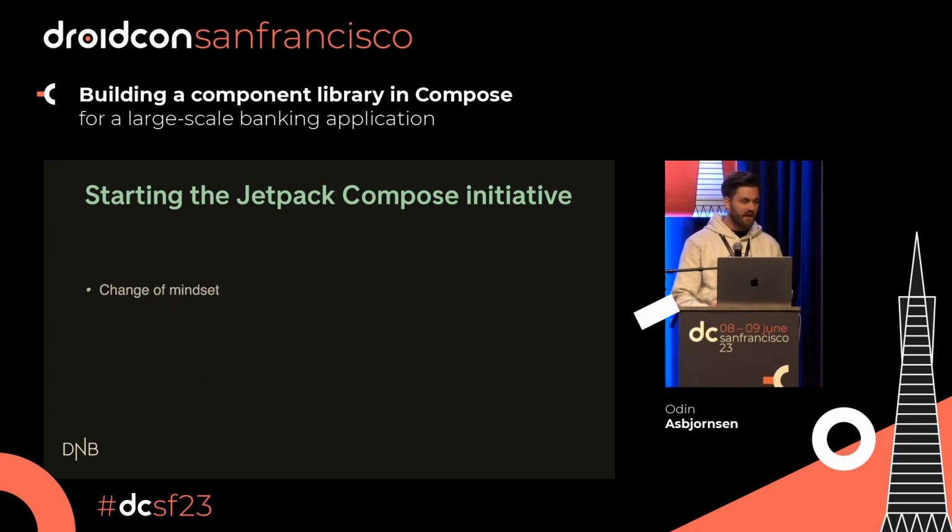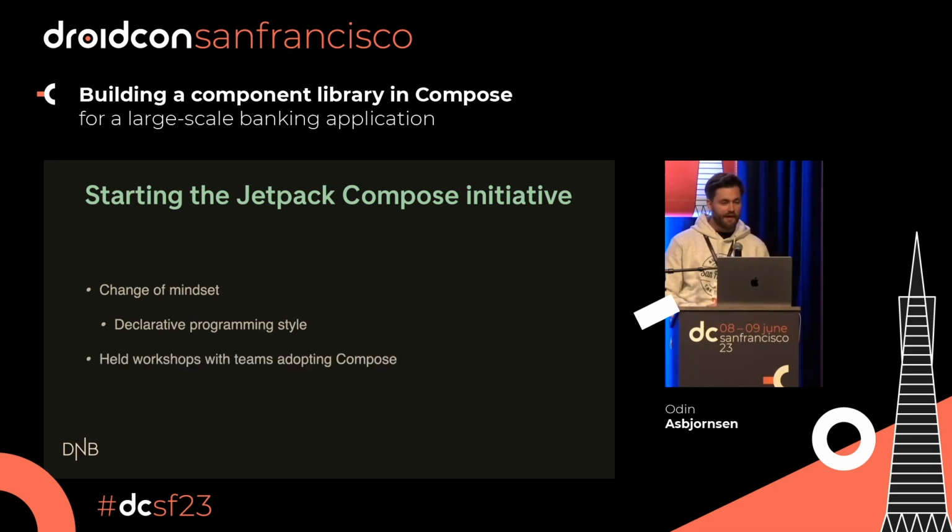So for us, this was a change of mindset. You have a lot more of the declarative programming style, which our developers were not that used to. And for that, we also held some workshops with our teams who were going to adopt Compose. And we did very heavy code review because in Compose there are a lot of easy mistakes that you can make, and we wanted to avoid that heavily.